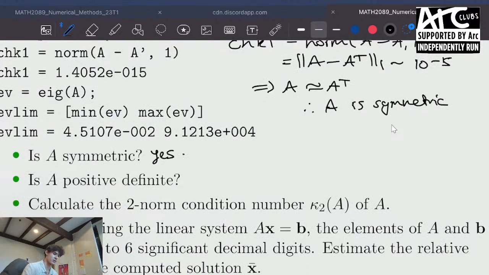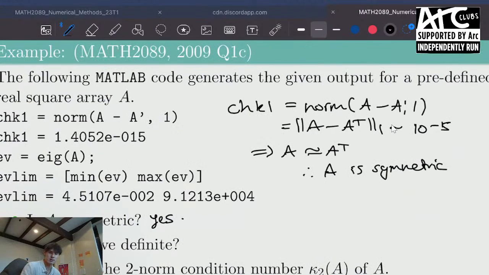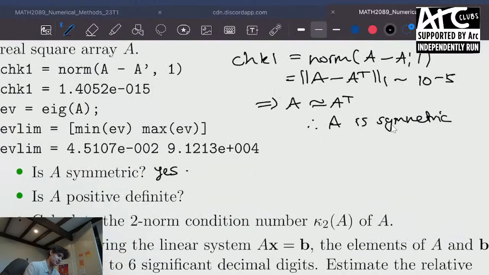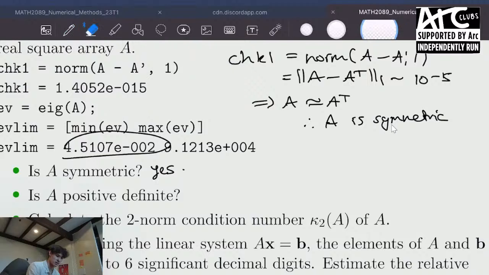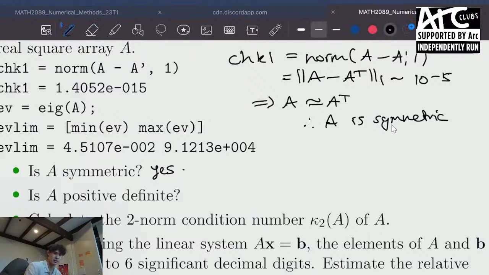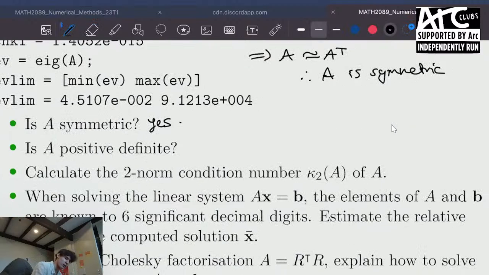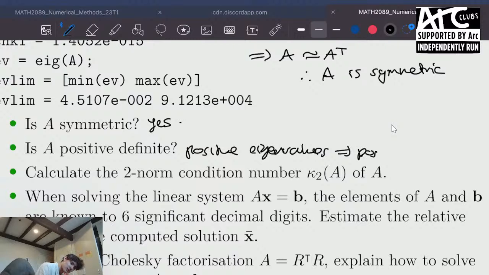Now what about positive definite? So remember, when we're dealing with a symmetric matrix, positive definite comes from the sign of the eigenvalues. So are they positive, negative? We can see that we have the maximum and minimum eigenvalue. So the minimum eigenvalue is this value here. That's actually positive. And well, the max eigenvalue is obviously larger than that. So we have positive eigenvalues. So therefore, it is positive definite.